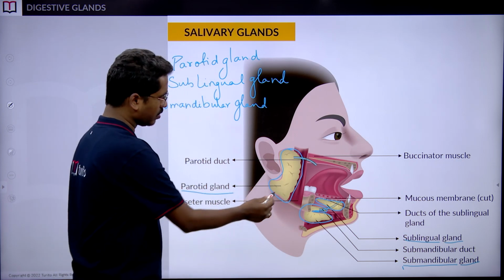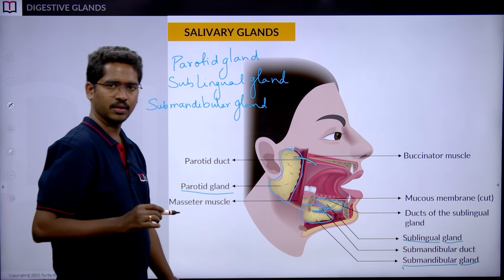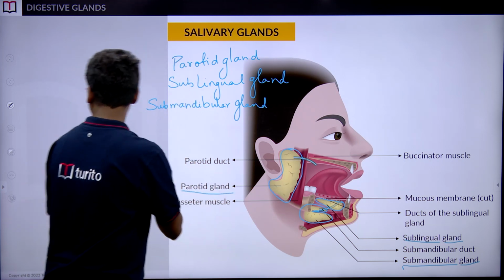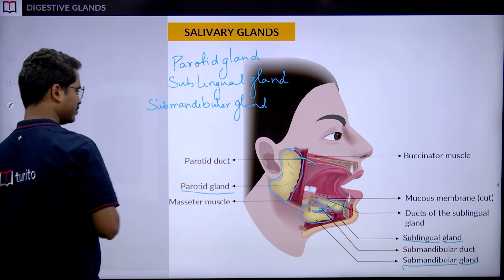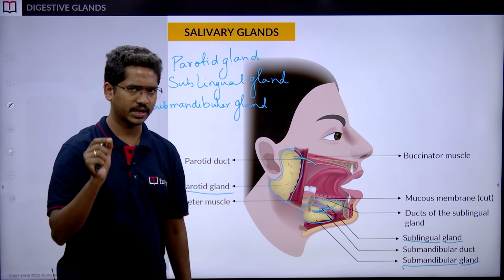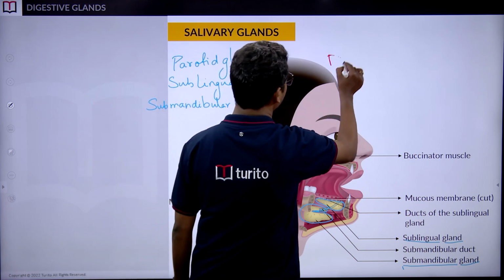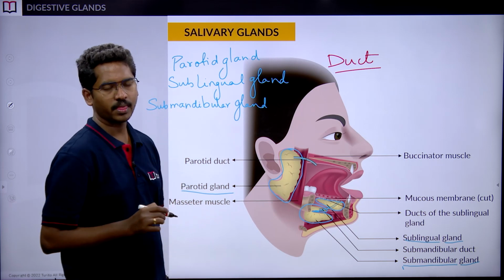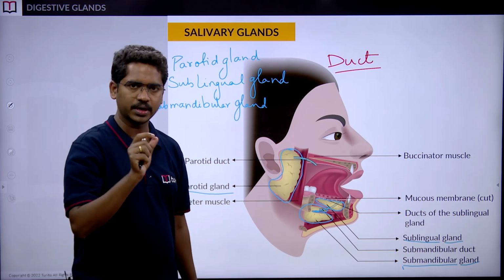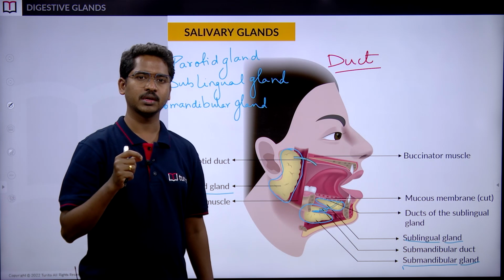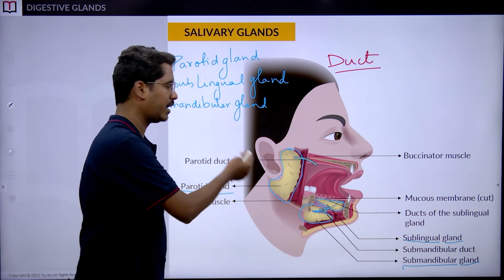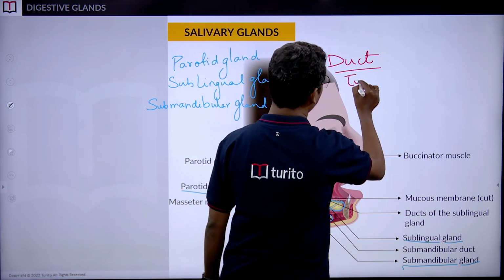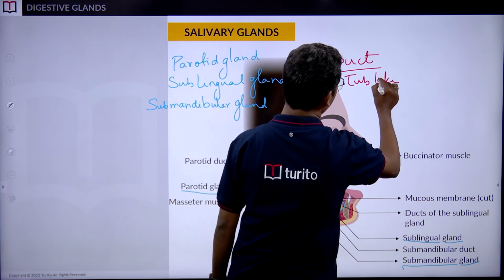Now, that happens because of these three glands, followed by the presence of different types of ducts. Hope you know the meaning of duct. I am writing it here. A duct is a tube-like structure using which the secretions of the respective gland will be released. So, that is what a duct is, a tube-like structure.